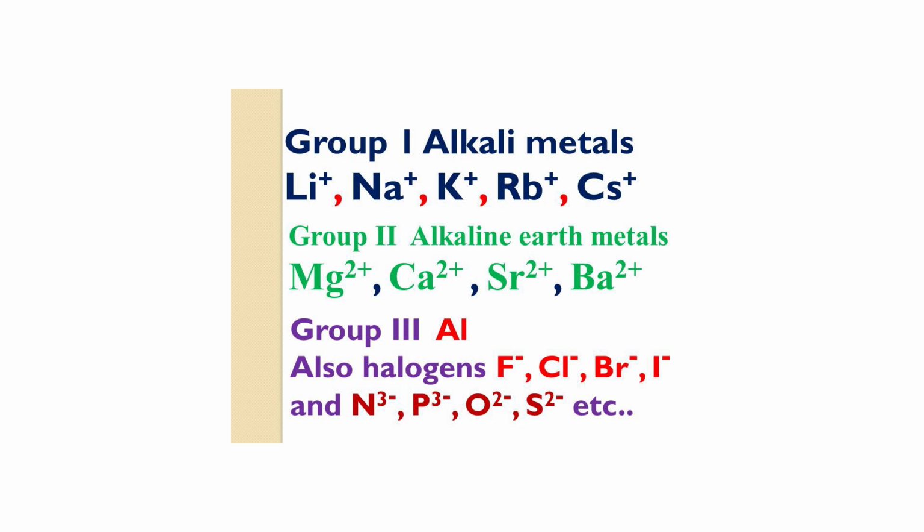Also halogens: F-, Cl-, Br- and I-. And the fifth group elements nitrogen N3- and phosphorus P3-, and the sixth group elements oxygen O2- and sulfur S2-, etc. are the elements that show ionic bond.